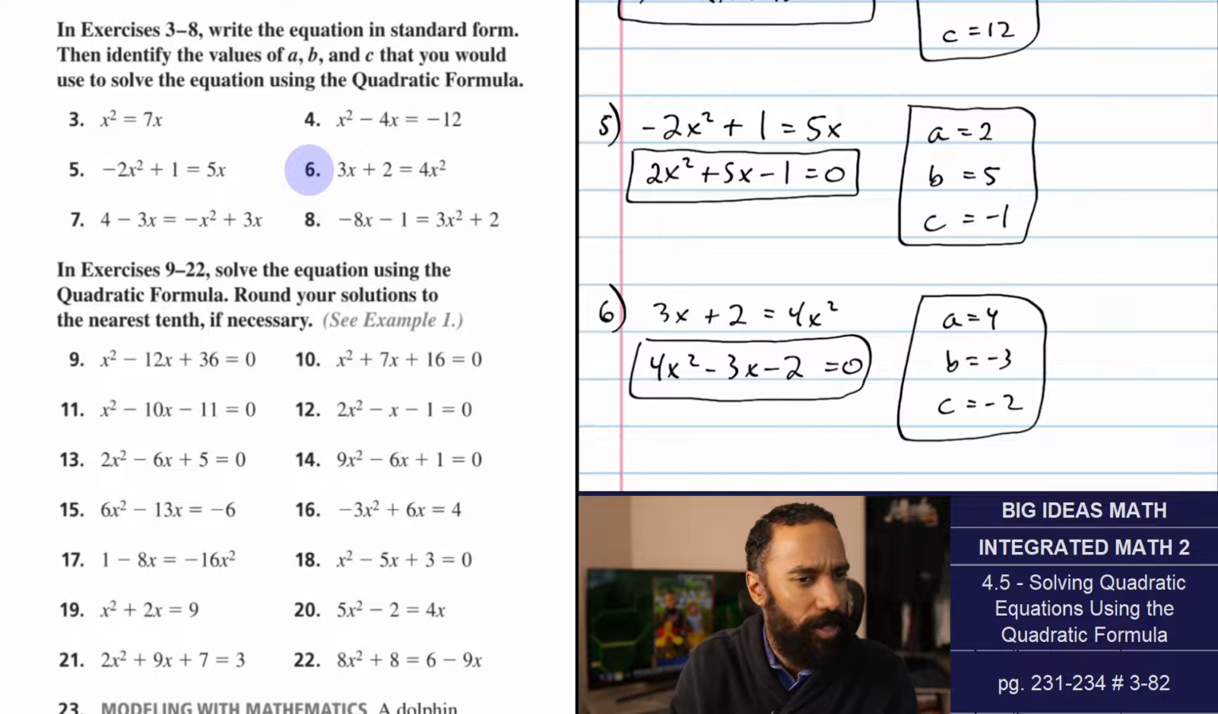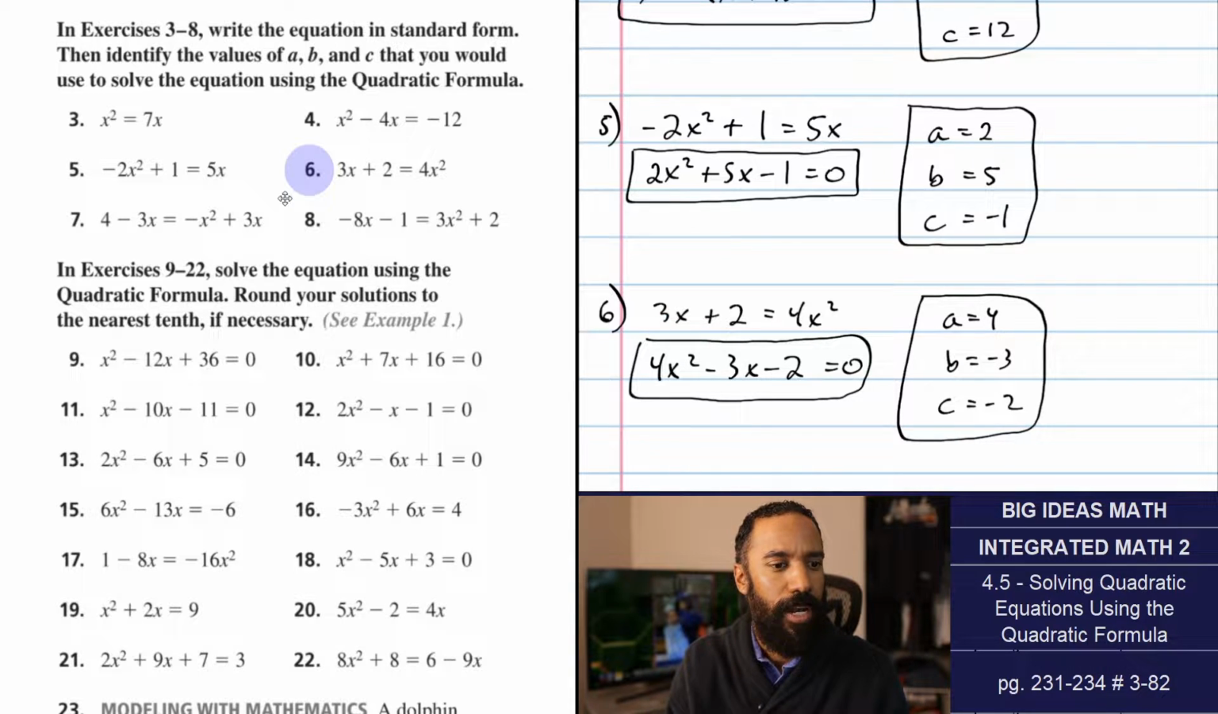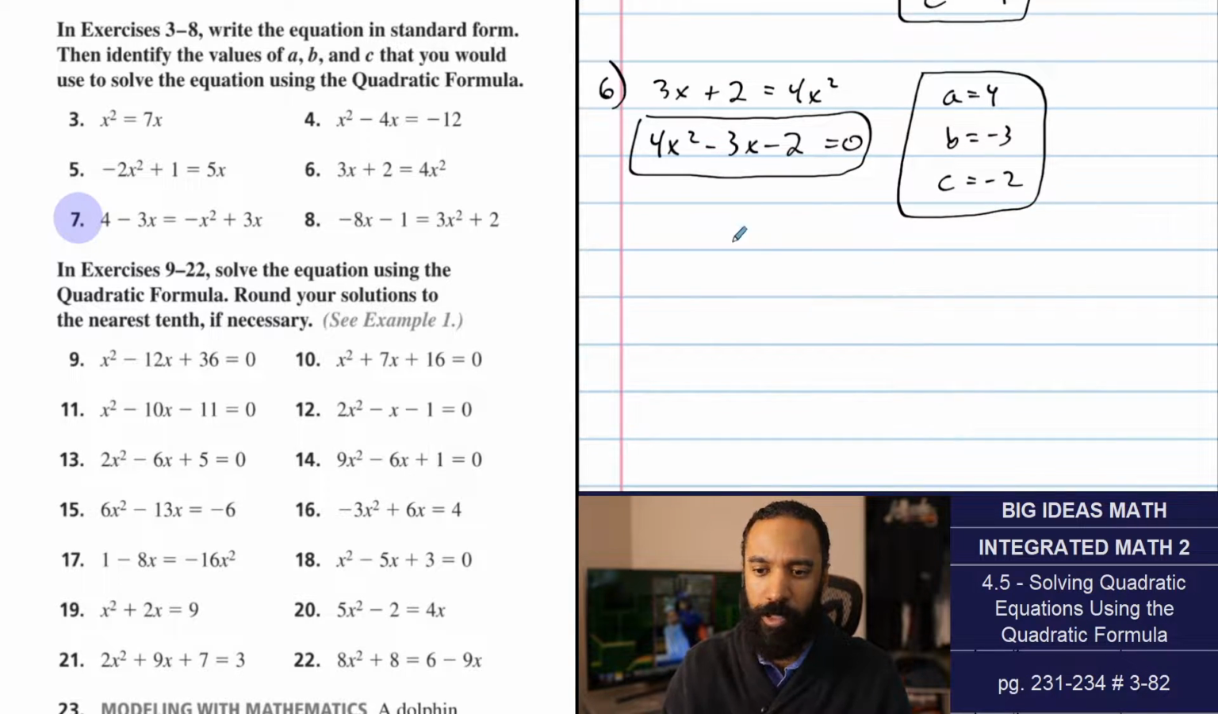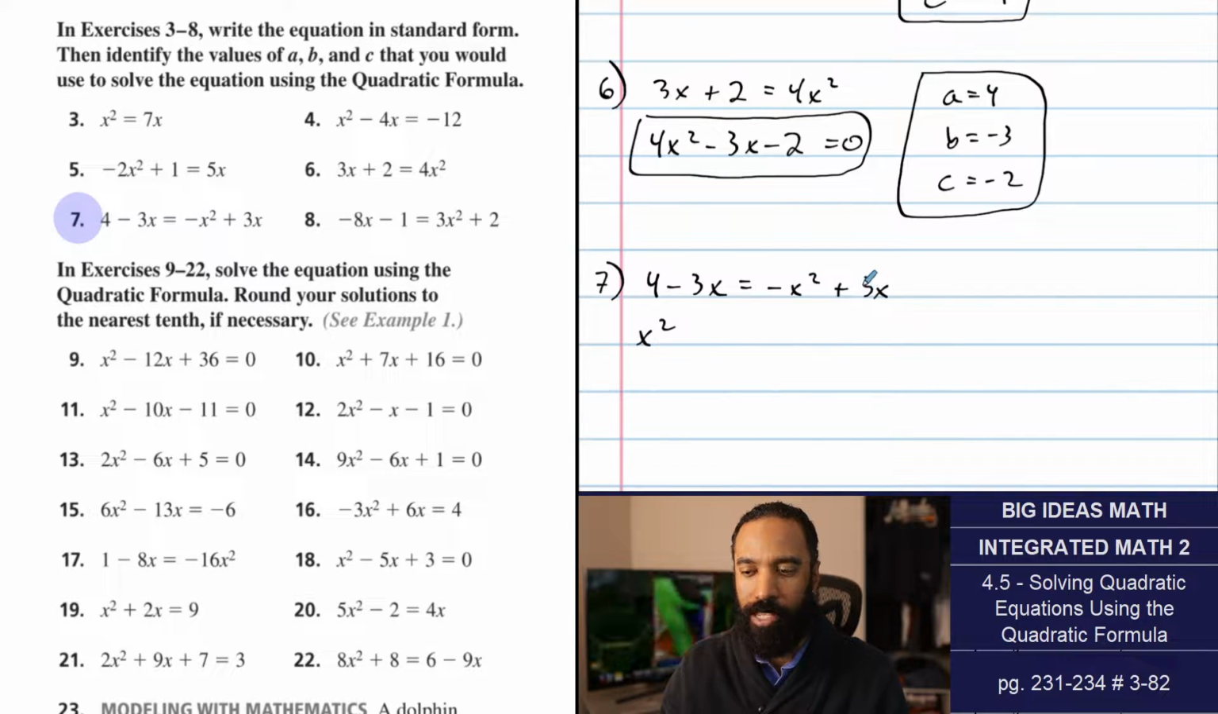That's all we have to do on these, right? Write in standard form, identify. Okay. Number 7. We have multiple terms here. It looks like some will combine. We have 4 minus 3x equals negative x squared plus 3x. So I'm going to add this over, make my x squared positive. 3x, if I subtract 3x over, I'll get negative 6x, and I still got that plus 4, and this equals 0.